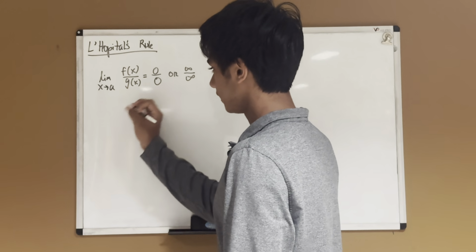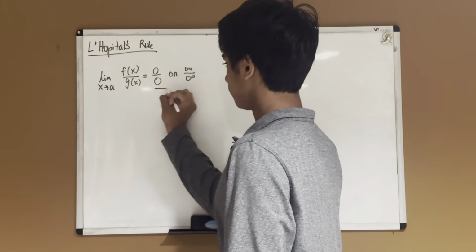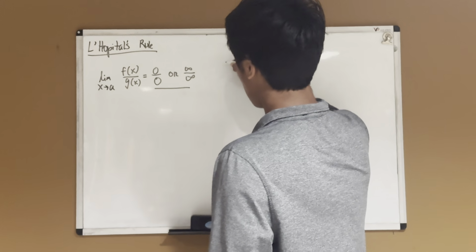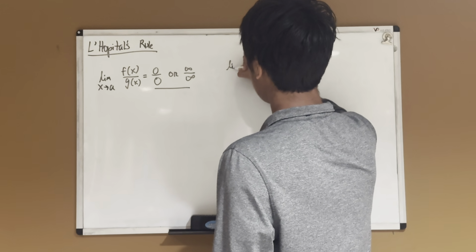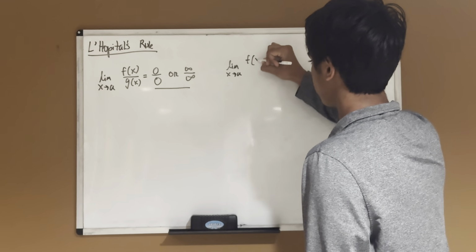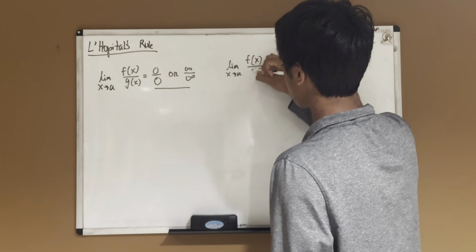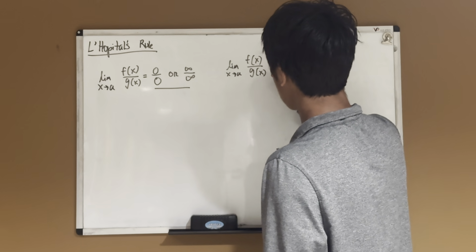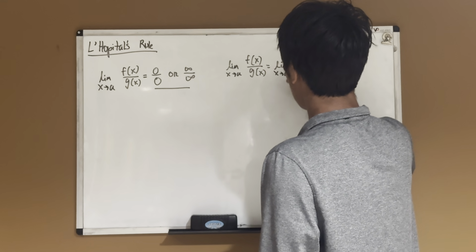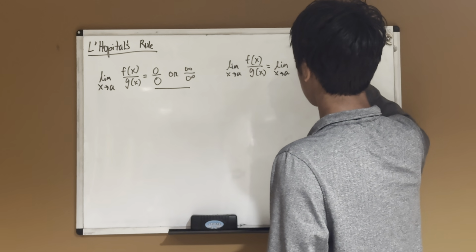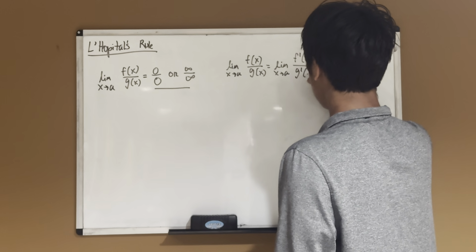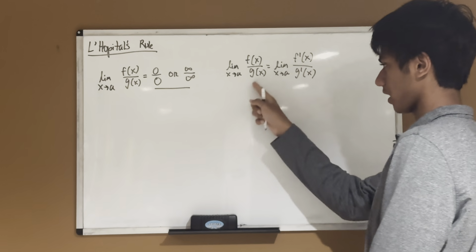One technique to find a limit if we're given one of these indeterminate forms is to use L'Hopital's rule. L'Hopital's rule states that the limit as x approaches a of f of x over g of x equals the limit as x approaches a of the derivative of f of x divided by the derivative of g of x. And that's L'Hopital's rule.